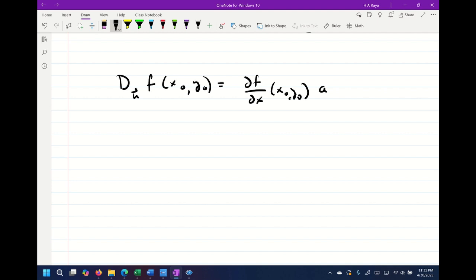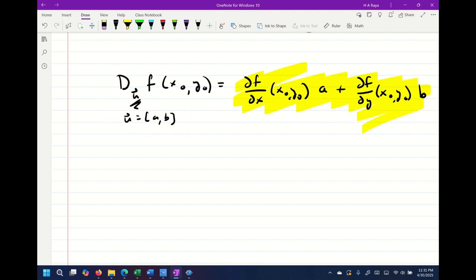Multiply that times a. Again, that a is coming from this vector u, where u is equal to the vector a comma b. And add the partial derivative of f with respect to y at x0, y0 times b. And again, that b is coming from the y coordinate of our vector. So again, given a unit vector a comma b, you can compute the directional derivative by evaluating this expression.